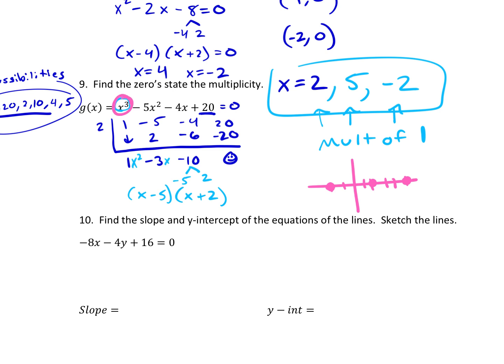Our end behavior, since it's odd, is going to go in opposite directions. And because x cubed is positive, it's going to have an increasing slope overall. So our left arrow is going to go down, the right arrow is going to go up. And then in between each point, we just connect the dots. So our graph would look like this.